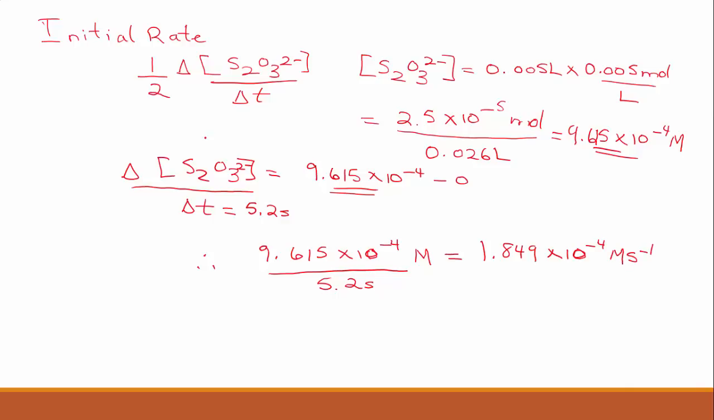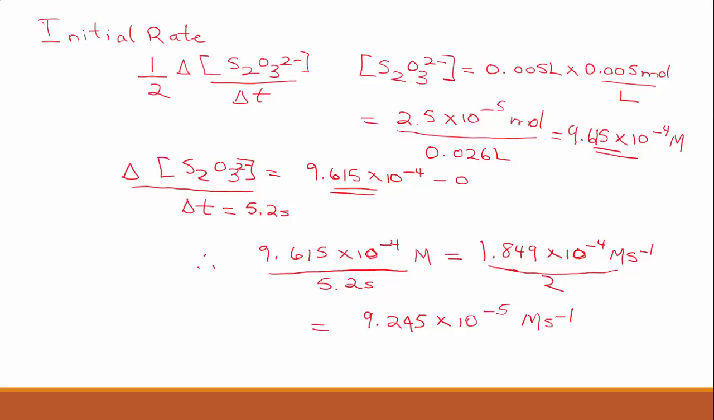And of course we have the 1/2 up here, so we have to divide by 2 to get the initial rate. Our value in this case turns out to be 9.245 times 10 to the minus 5 moles per liter per second. So you're going to repeat the same type of calculation for A2 plus B2 and A3 plus B3.